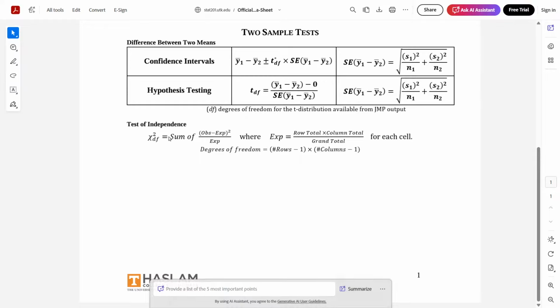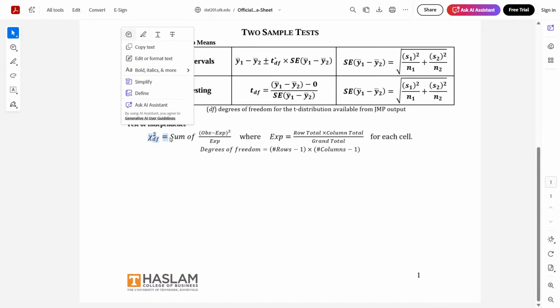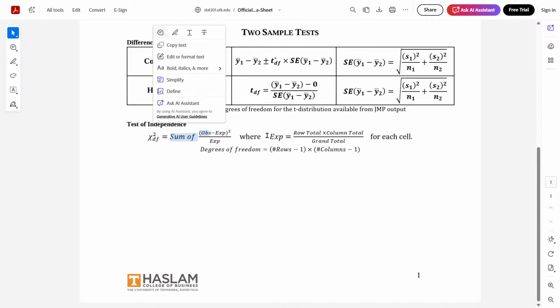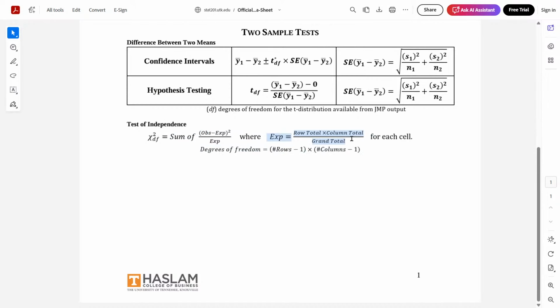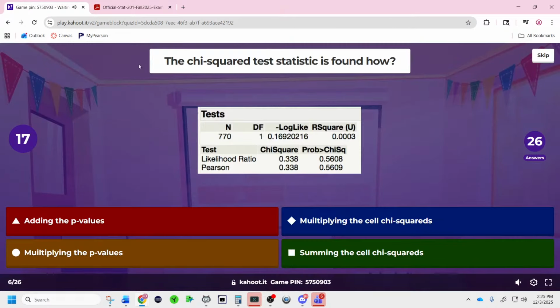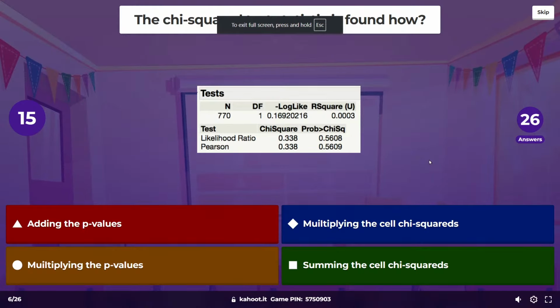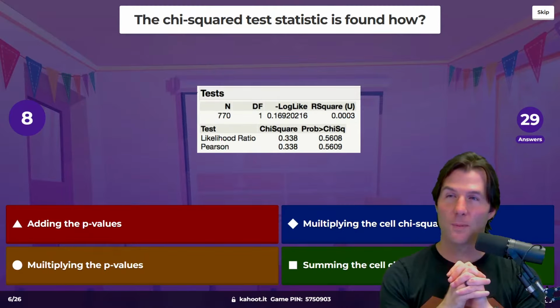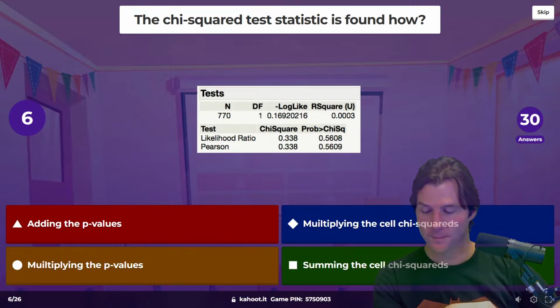Who wants to yell it out? Look at this. This is the chi-squared test statistic, which is found by doing this. There's the row total times column total over grand total. And these are the cell chi-squareds, which if you sum, you get the right answer. Make sure to read over your formula sheet. It's a huge help.